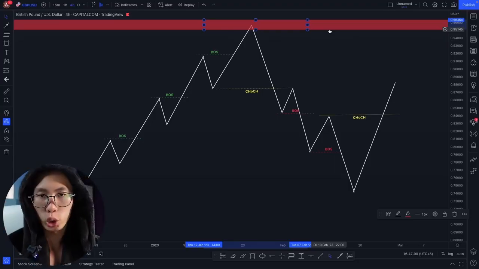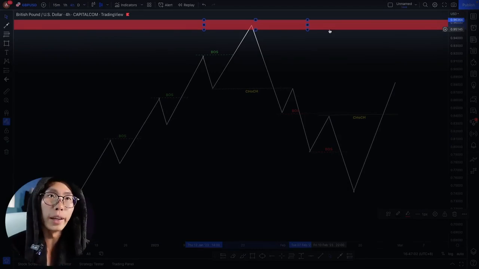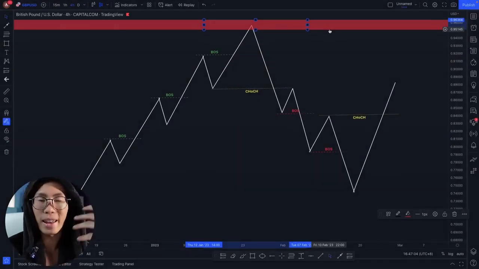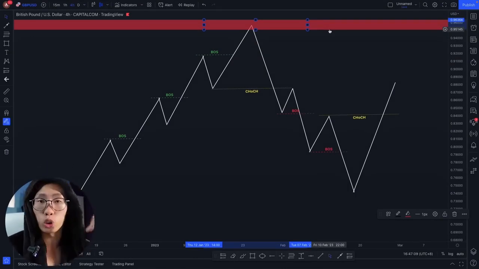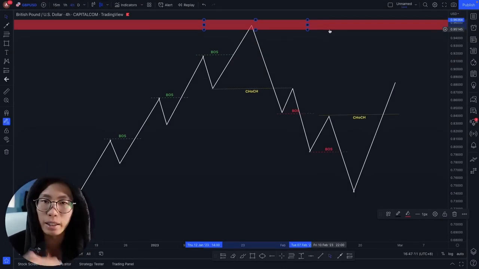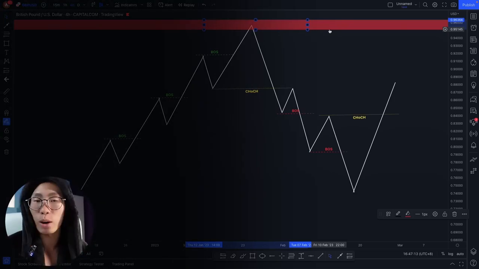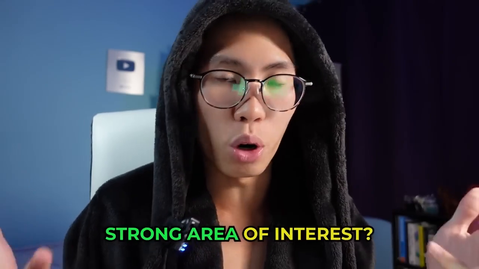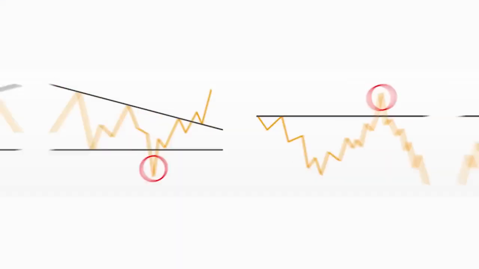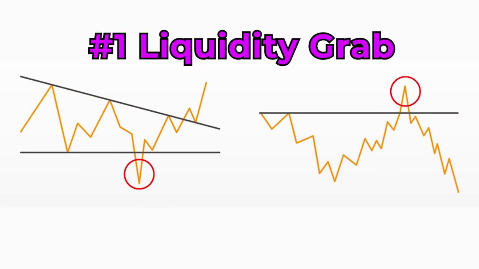For this strategy to work, we want the area of interest, this zone right here, this supply and demand zone, to be as strong as possible, because the stronger it is, the more likely the price will move in the direction that you want it to. Now, what do I mean by strong area of interest? There are two methods that you can use. The first method is what we call the liquidity grab at a supply or demand zone.